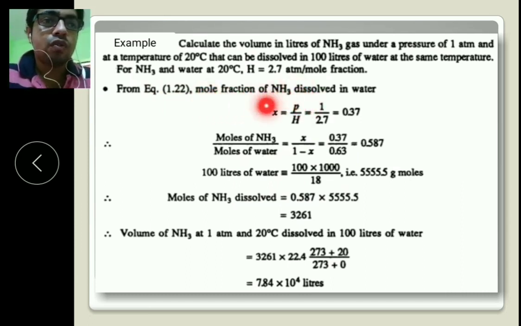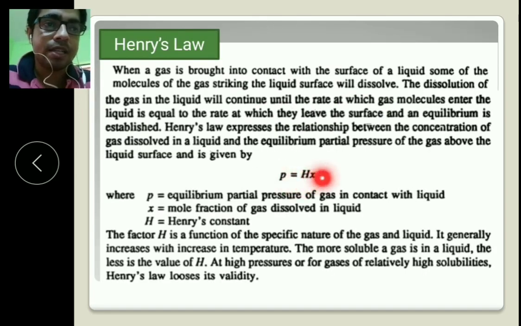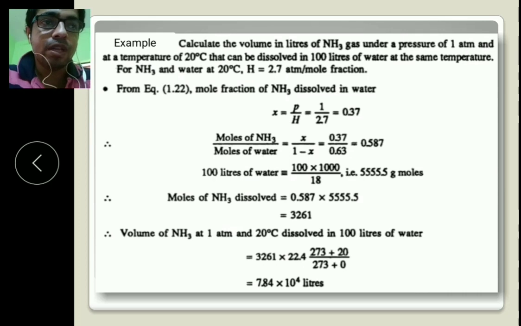So for ammonia dissolved in water, X is equal to P by H, right, from this formula. P is 1, H is given as 27, so X is equal to 0.037. Now X means mole fraction, that is moles of ammonia divided by moles of ammonia plus water. To make it moles of ammonia by moles of water, it equals X by 1 minus X. X value is given, so X by 1 minus X equals 0.587.